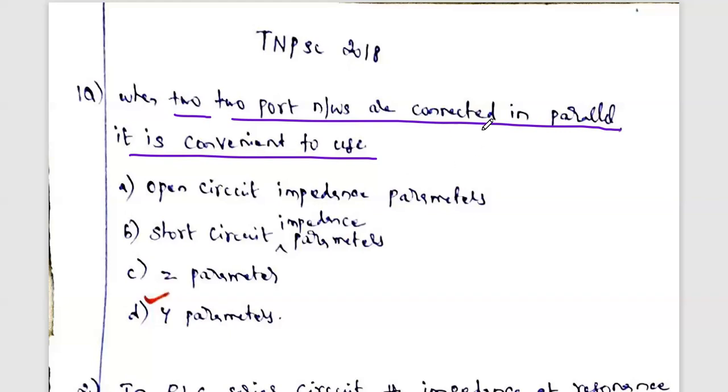If two two-port networks are connected in parallel, in order to find the overall parameter of that particular network, the Y parameter is very convenient. Y parameter means it is an admittance parameter. Similar to this, if two two-port networks are connected in series, in order to analyze that network, it is easy to use the Z parameter. So this is a very important and repeated question.